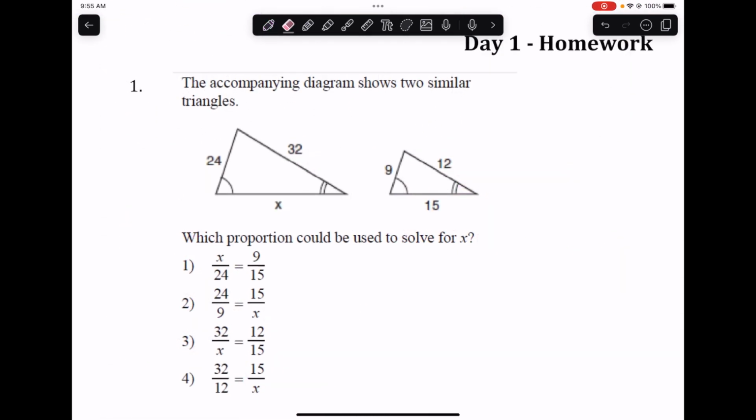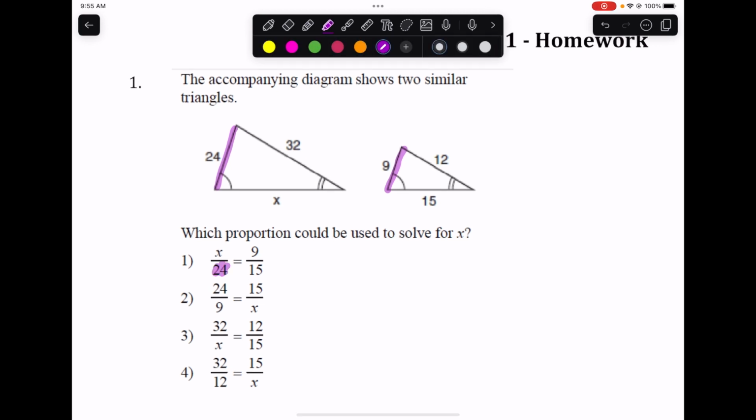Okay, so looking at your homework for tonight. We're given that these sides are similar, so we know that the sides have to be in proportion. So let's look through. So we have these two sides are matching. So let's actually go through and highlight as we go to sort of show the patterns that we see.